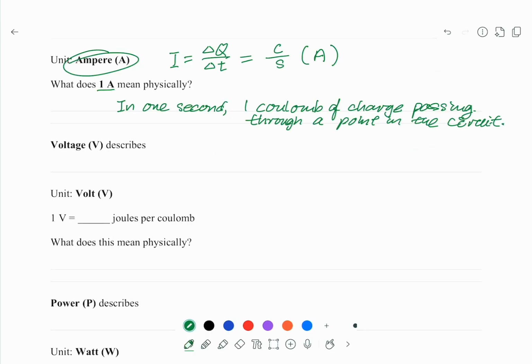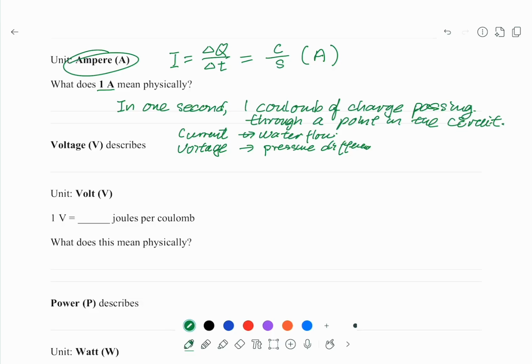Let's look at the meaning of voltage. If current can be thought of like a water flow, then voltage can be thought of as a pressure difference. In a water pipe, water flows because there's a pressure difference. So in the electric circuit, if there's a voltage difference, we have a current flow.